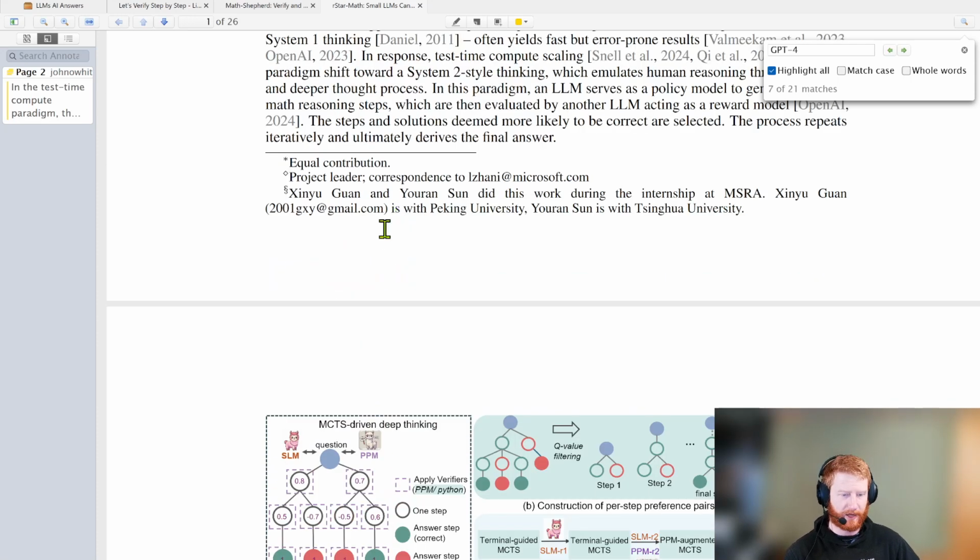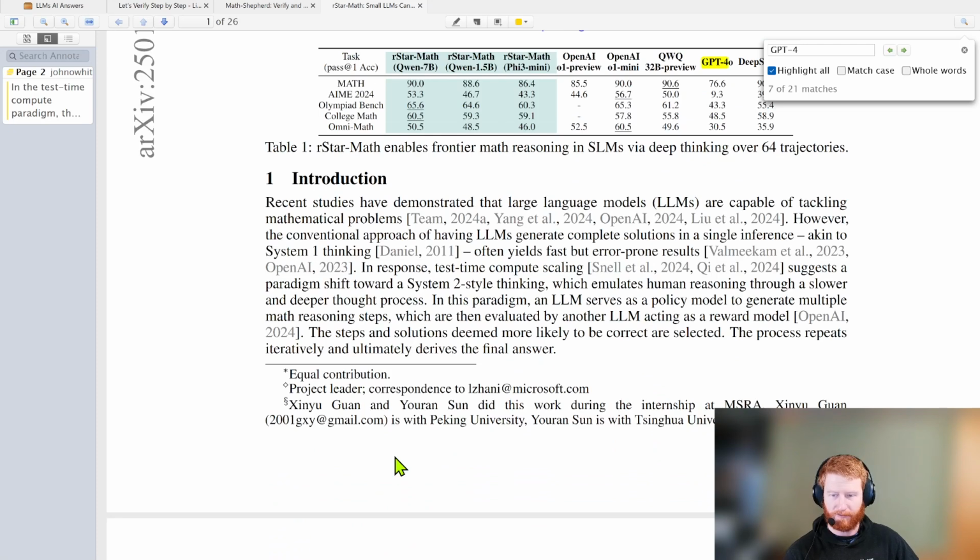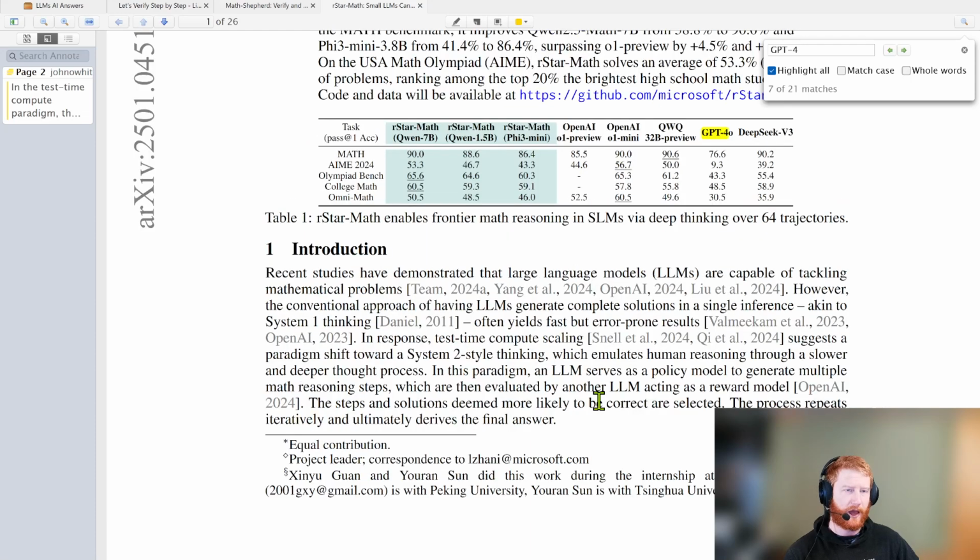Okay, another thing I promised we'd come back to. What is this PPM? What is this policy preference model, or process preference model? In other methods, they talk about a process reward model.